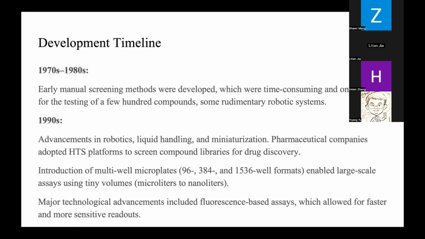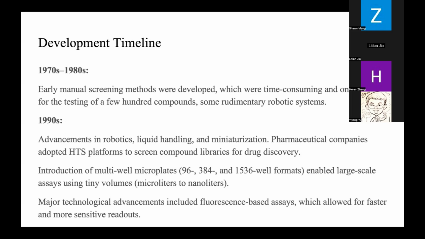Then lastly, just to go over the development timeline really quickly, starting in the 1970s to 80s, there were very rudimentary early manual screening methods. So they were very time consuming and only allowed for testing of a few hundred compounds. And there were very rudimentary robotic systems.